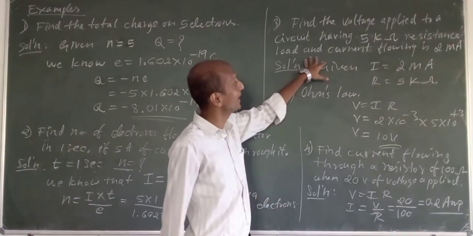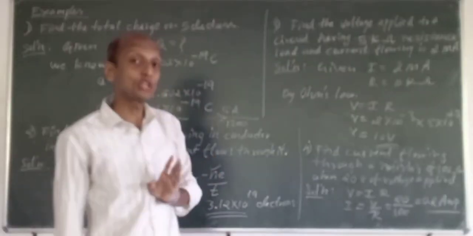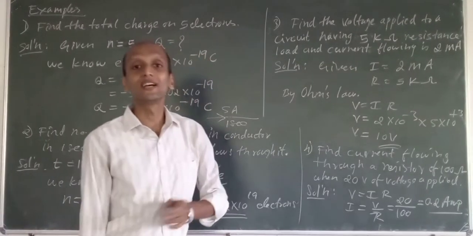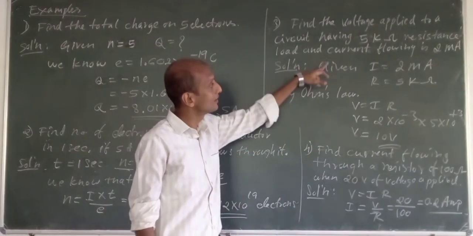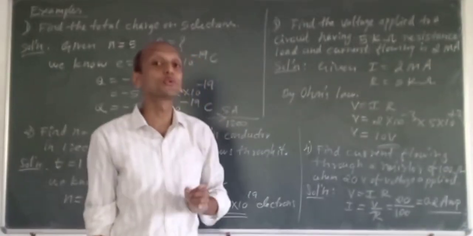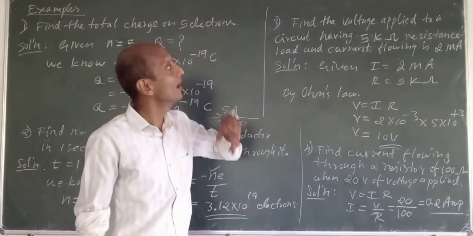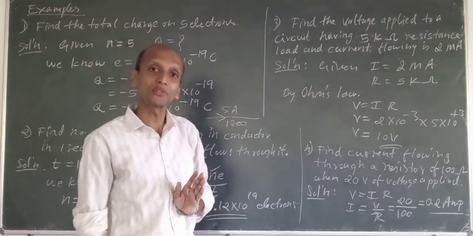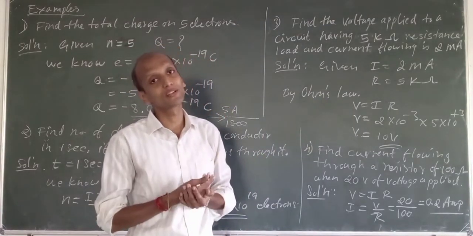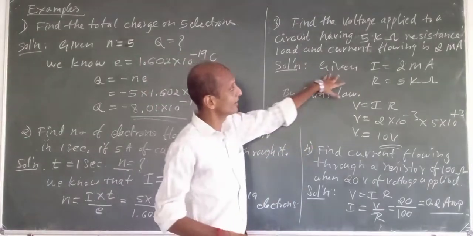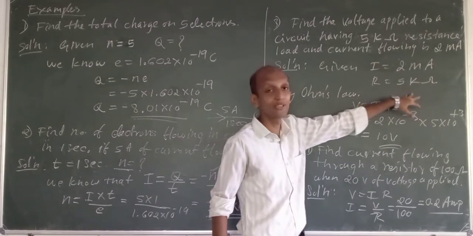In that circuit, the current flowing is 2 milliamperes. So 5 kiloohms of load resistance is there in that circuit, and the current flowing through the circuit is 2 milliamperes. Now we have to calculate the voltage applied to that circuit. They have given the resistance and the current too. We have to calculate voltage. Very simple. The given things are I is equal to 2 milliamperes, R is equal to 5 kiloohms.